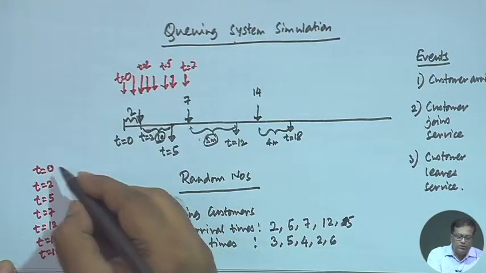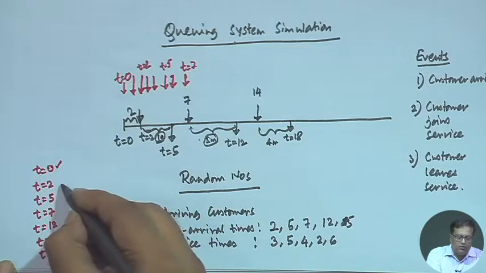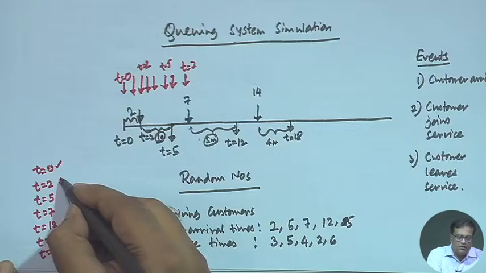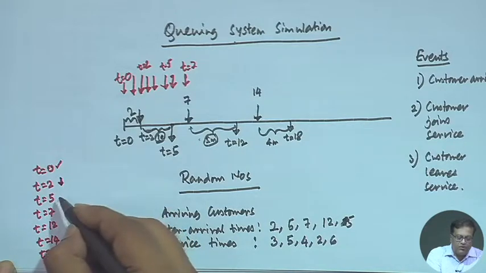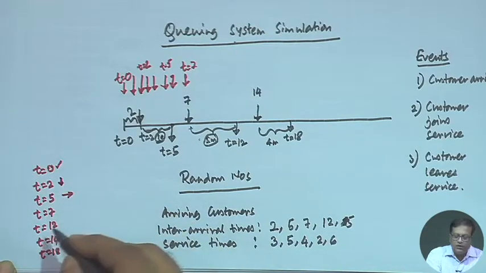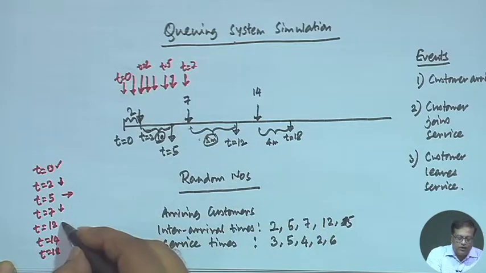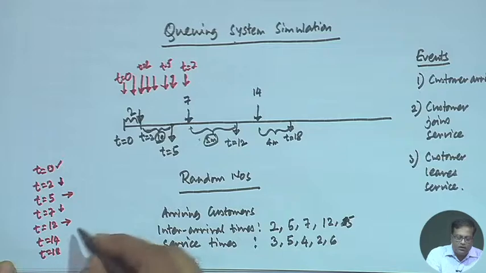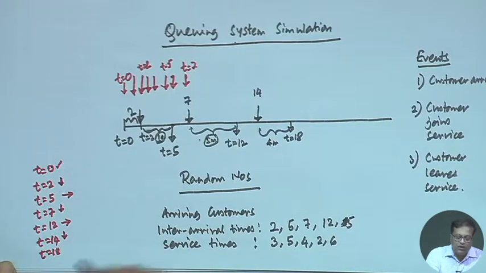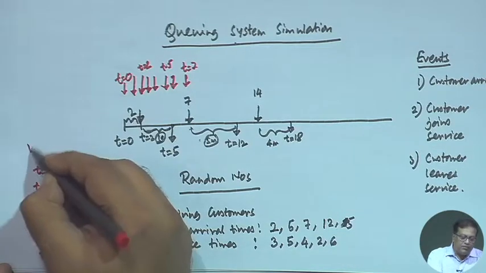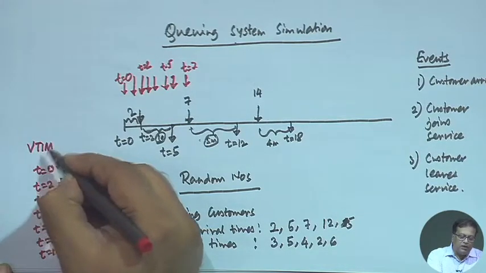T equal to 0, system starts. T equal to 2, first customer arrives. T equal to 5, first customer goes out. T equal to 7, second customer arrives. T equal to 12, second customer goes out. T equal to 14, third customer arrives. T equal to 18, third customer goes out. So, this is what is happening in the variable time increment method.